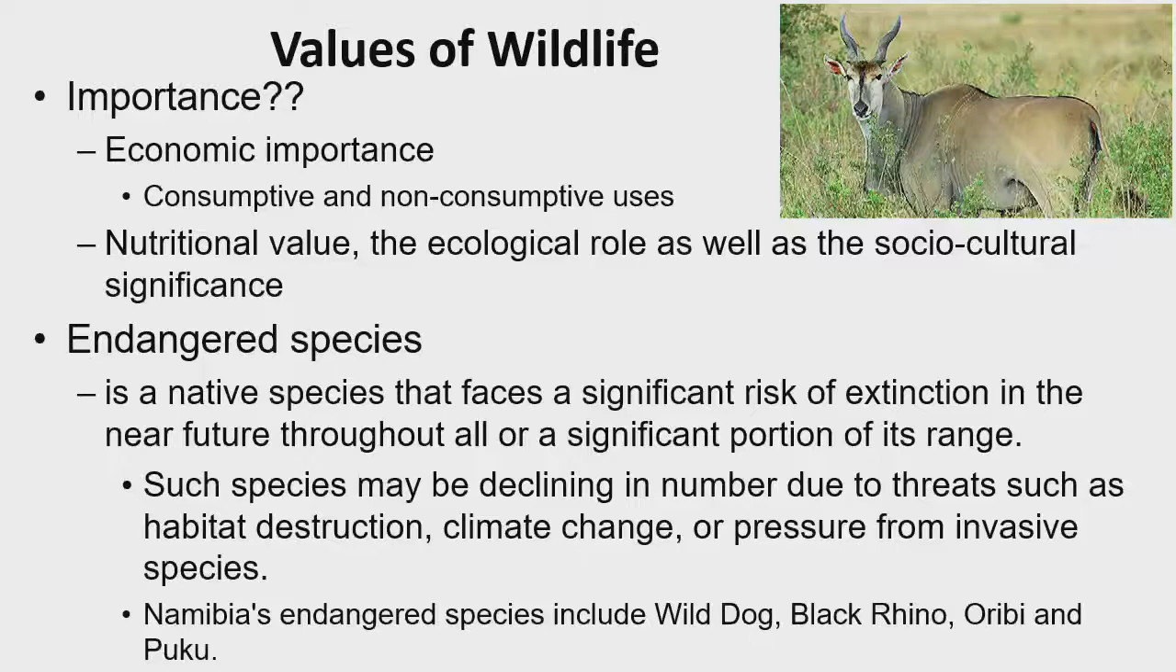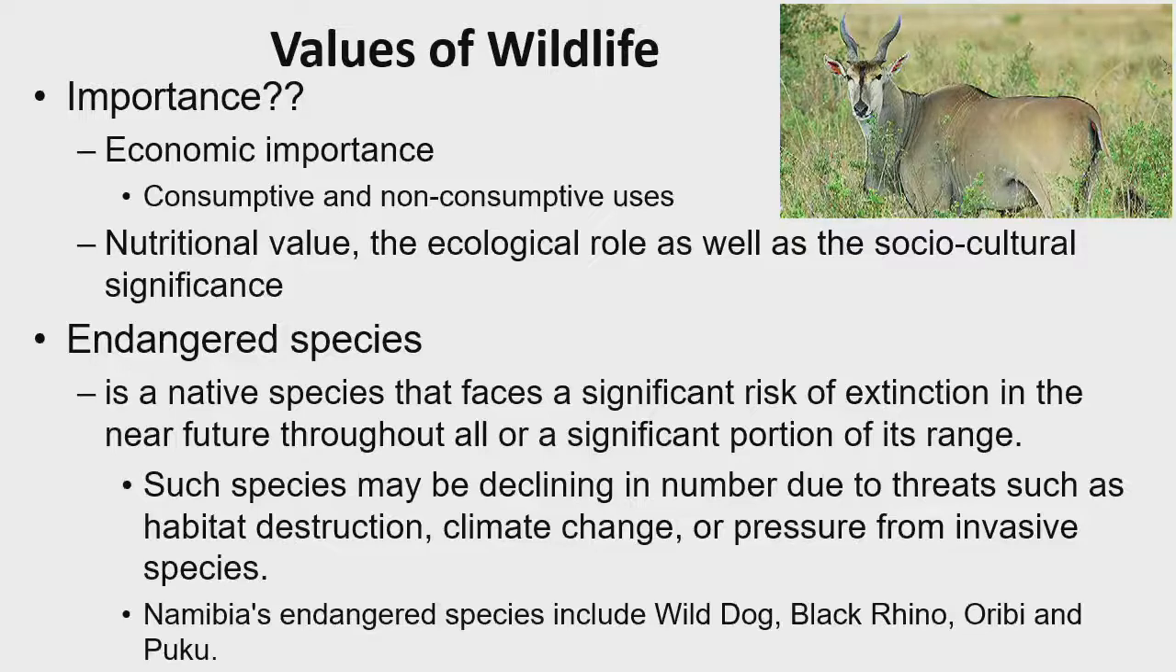There are some species that are endangered. These are native species that face a significant risk of extinction in the near future throughout all or a significant portion of their range. So these are just animals or a native species that faces a significant risk of extinction in the near future throughout all or a significant portion of its range.